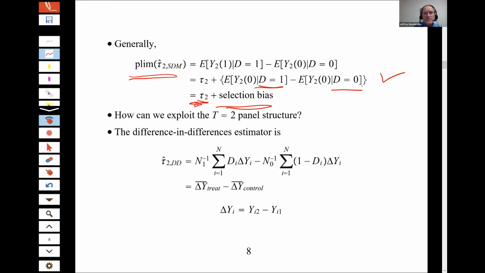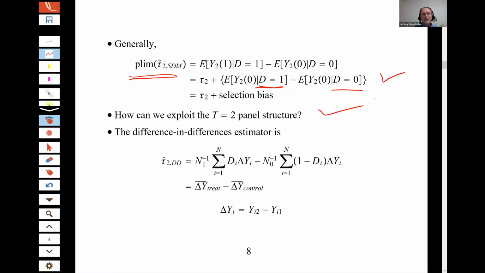This selection bias is the difference in the means in the control state based on treatment status. So if there's some sort of systematic self-selection into the program, let's say, or somebody knows more than we do, and they're putting certain kinds of people or schools or classrooms in the program, then this estimator is going to have systematic bias. So the question then is, how can we exploit this T=2 panel structure? And the answer is we use the so-called difference in differences estimator.